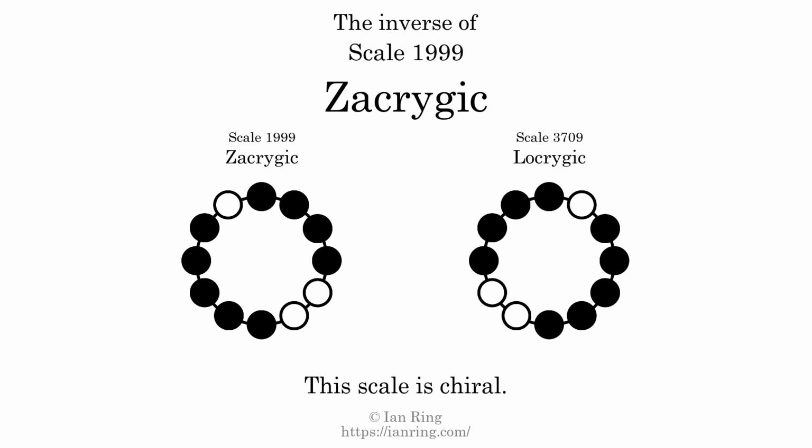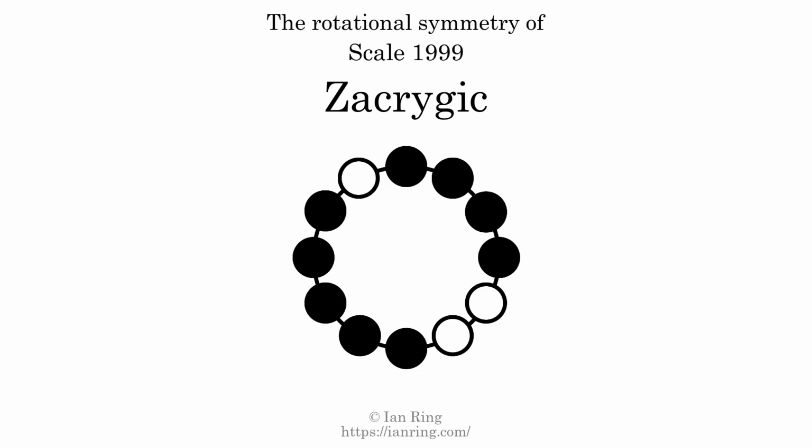The inverse of a scale is a mirror image. It is what you get when the sequence of intervals is reversed. The inverse of this scale is scale 3709, also known as Zacrygic. This scale is chiral. It cannot transform into its inverse by rotational transformation. This scale has no rotational symmetry.